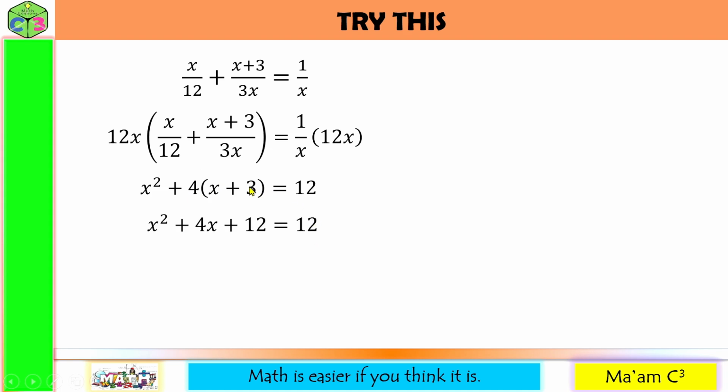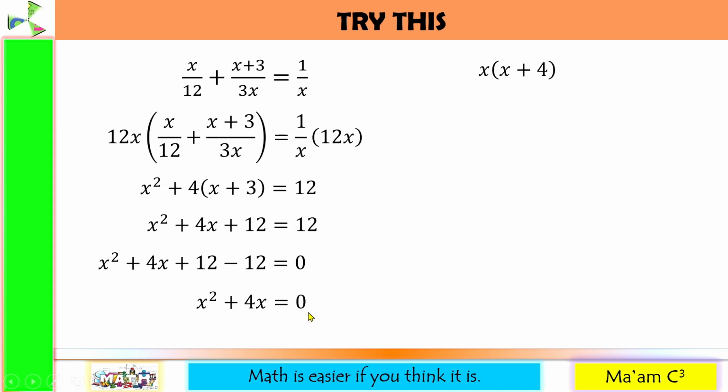Let us put everything on one side. So we have x squared plus 4x plus 12 minus 12 is equal to 0. 12 minus 12 is equal to 0. So we have x squared plus 4x is equal to 0. x squared and 4x have a common factor, and that is x. Let us factor it out. x squared divided by x is x. 4x divided by x is positive 4, equals 0.